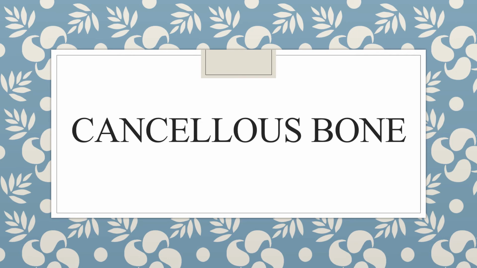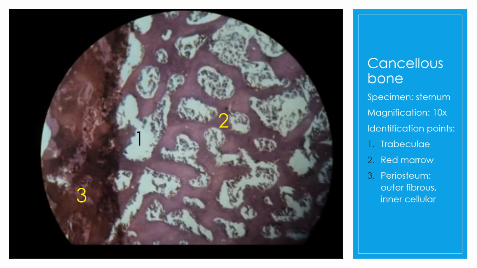This slide, the slide of the spongy bone, again you need to study at low magnification under the light microscope. You need to identify the cancellous bone by identifying some basic points in the slide. This is how the slide of the cancellous bone or spongy bone looks under the light microscope at low magnification, that is at 10x.